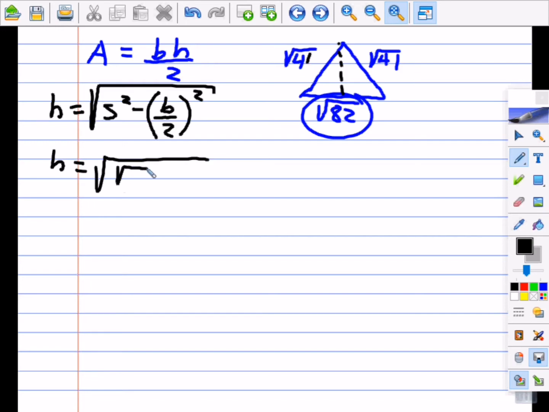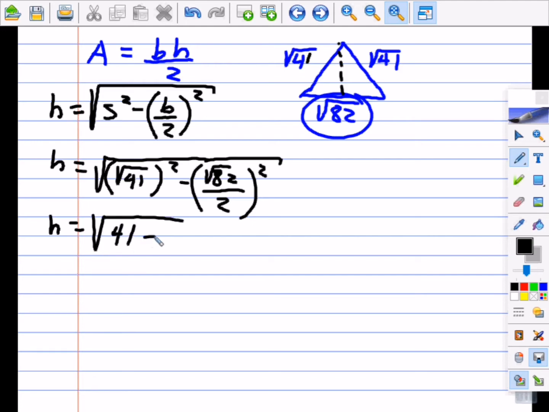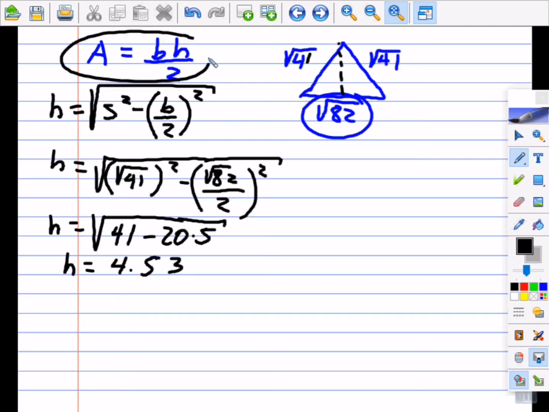It says the square root of 41 to the square minus the base, that is the square root of 82, over 2, also to the square. And you evaluate this in your calculator. It will tell you that your height is equal to the square root of 41 minus 20.5. Once you solve this, if you subtract and evaluate your square root, it tells you that it's around 4.53. That would be your height. Once you have your height, you go back to your formula. Let's change back to blue. So we go back to our formula.